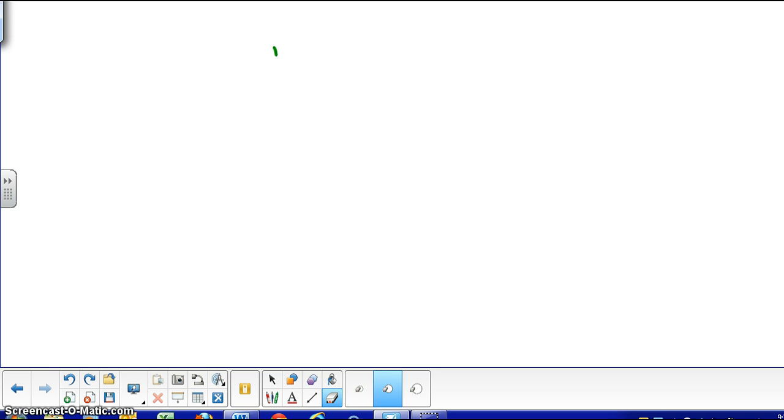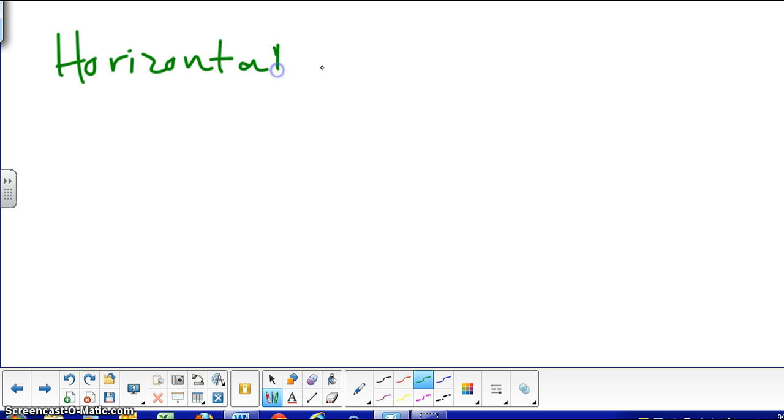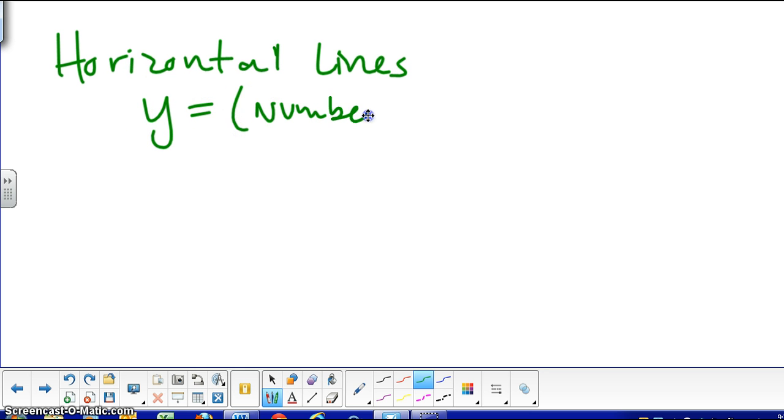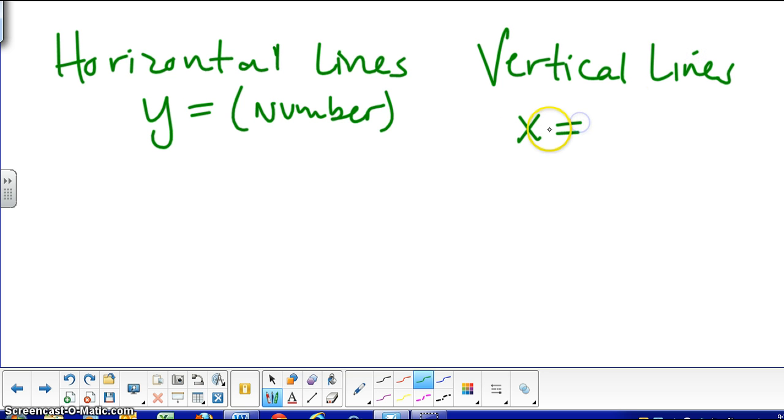Okay, so the next type of lines that I want to talk about are horizontal and vertical lines. Horizontal lines will always be y equals some number. Vertical lines will be x equals some number.